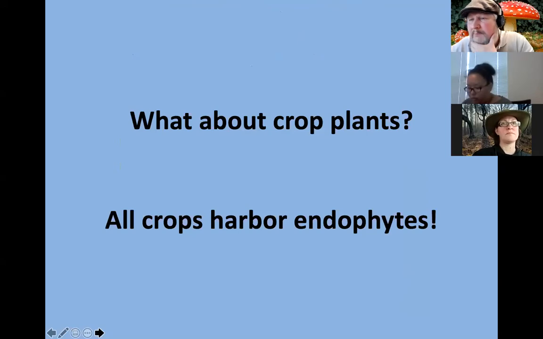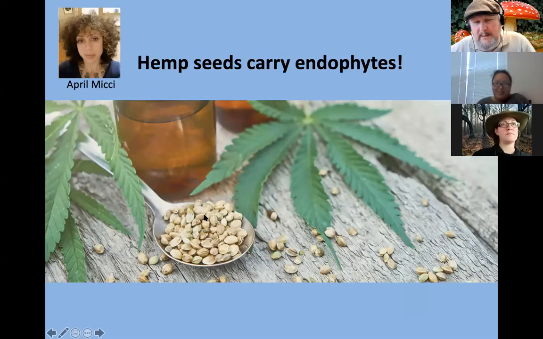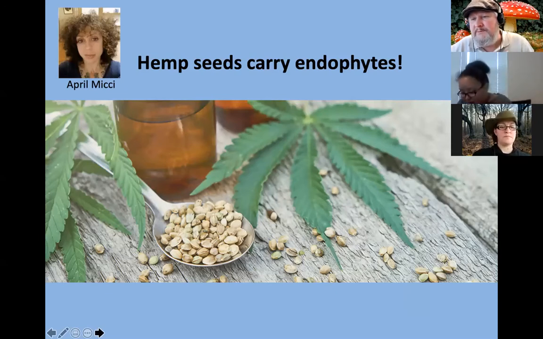Okay, what about crop plants? All crops will harbor endophytes. For example, here's cannabis, and I was a graduate student trying to work on hemp. And you can see these are the seeds here. If you germinate those seeds, a lot of these microbes are vectored in the seed. The plants will put the best microbes that benefit them on their seed so that when that seed germinates, the seedling will have those microbes to help it.